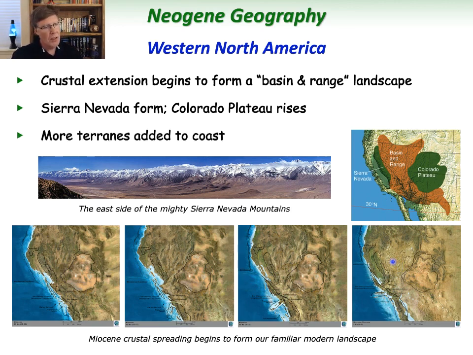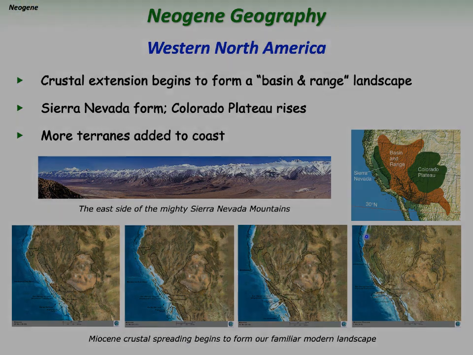There are also, along western North America, more terranes being added, because the whole boundary is not transform, just this part of it. Farther south it's still a subduction zone, and farther north it is as well. And so we're still getting terranes being added onto the western margin.